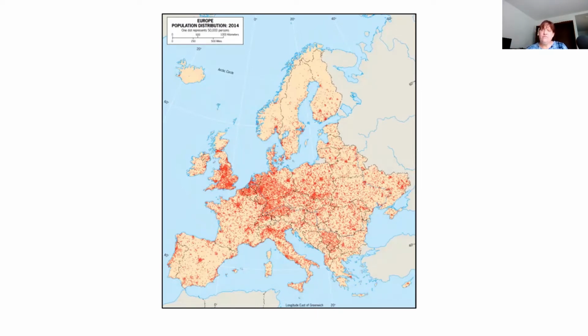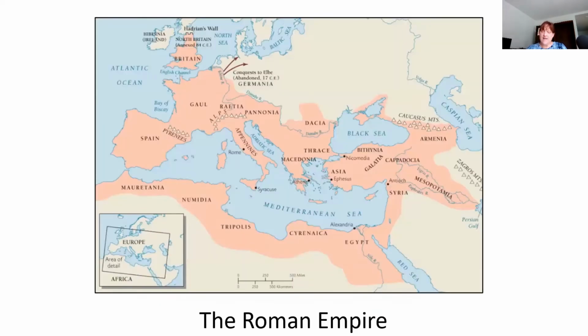All right. Now we're going to move on to historical geography. And this is where we look at who's been there before, how did they use the land, did they have a different political system?